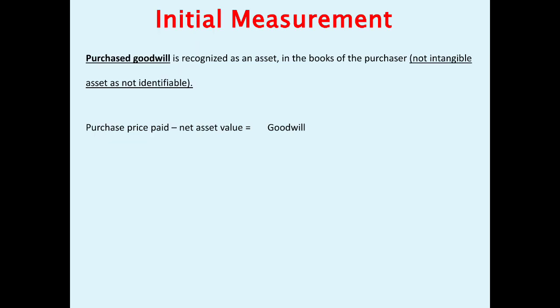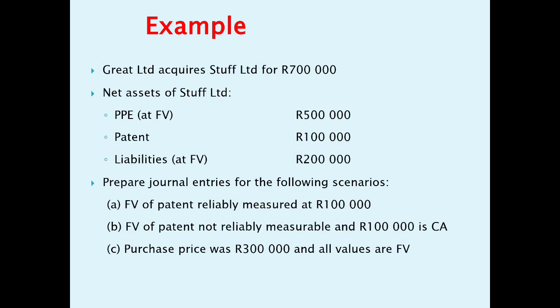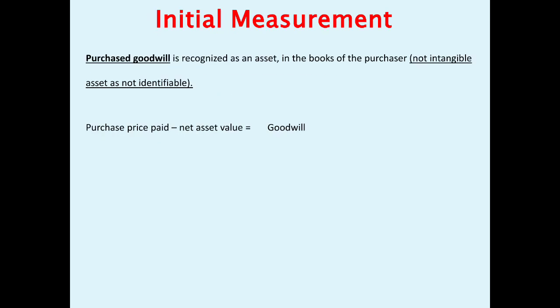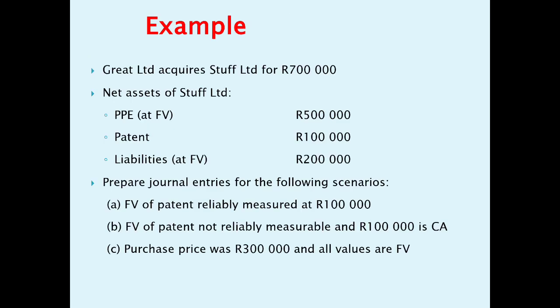Purchased goodwill is recognized as an asset in the books, but not as an intangible asset, as it's not identifiable. I told you, goodwill can't be separable, so it cannot be regarded as an intangible asset, but it'll be regarded as a normal asset. Now, know how to do this because it came out in a past paper.